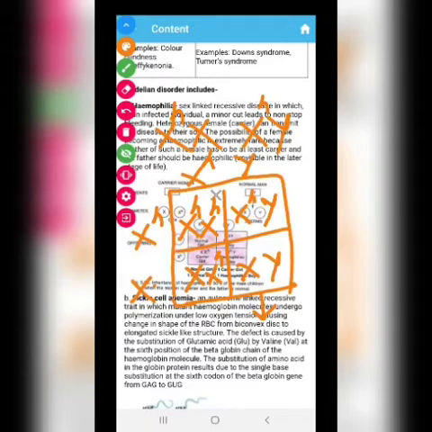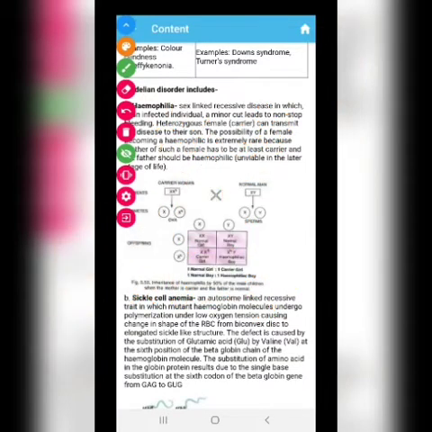So this is the structure, and I told you, by making the Punnett square, also how this hemophilic disorder travels from one generation to another, inherited from one generation to another. The next Mendelian disorder is sickle cell anemia.